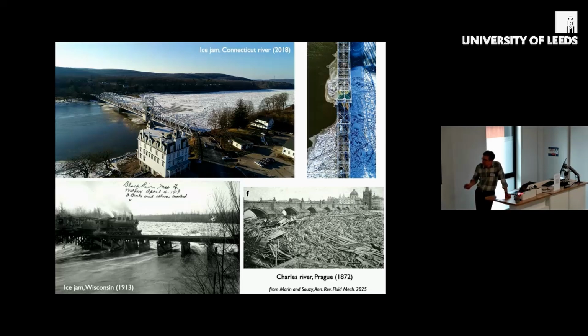Here's a very old picture of a steam train going across a rather dodgy-looking bridge, honestly, with an ice jam behind it. And there are other kinds of particular suspensions. Here's a lovely old picture, I guess, from the 19th century, of after a storm. Essentially, there's loads of debris, mostly planks of wood, tree trunks and such like, in the Charles River in Prague, and they've done the same thing. They've jammed up at the piers of this bridge.